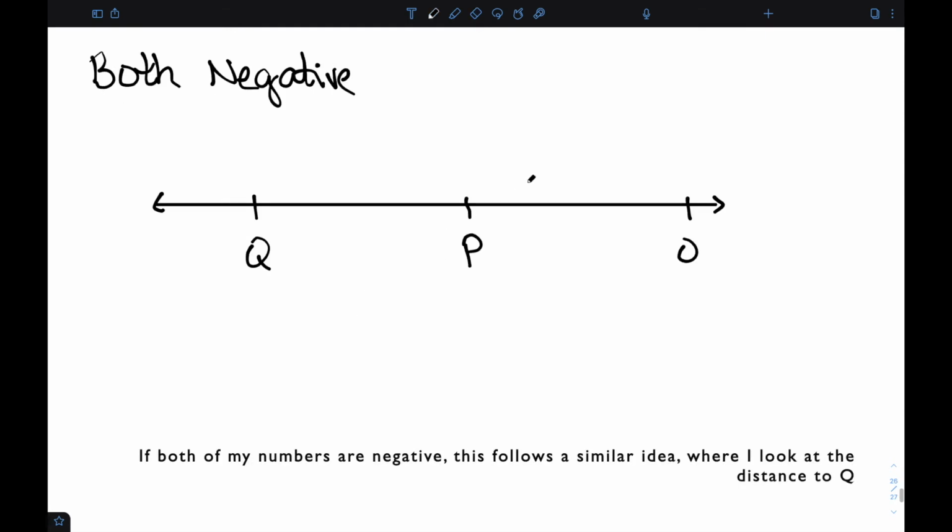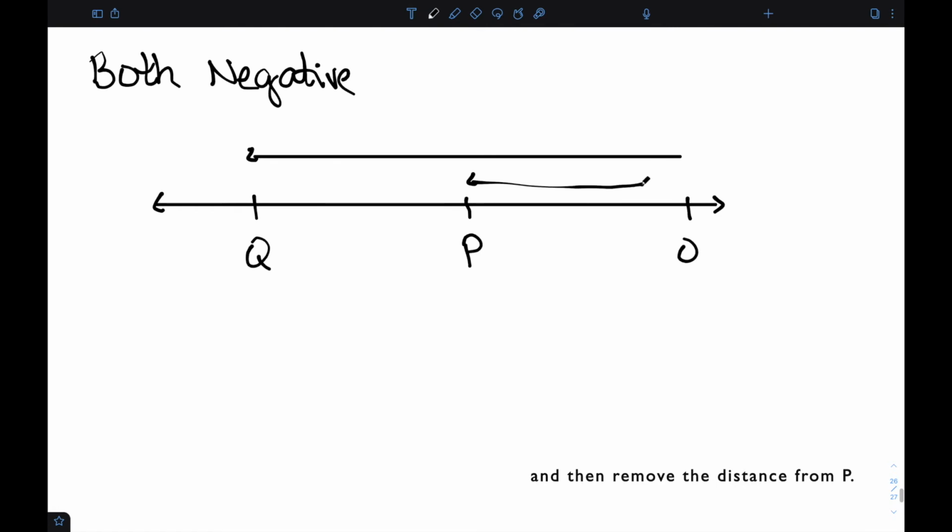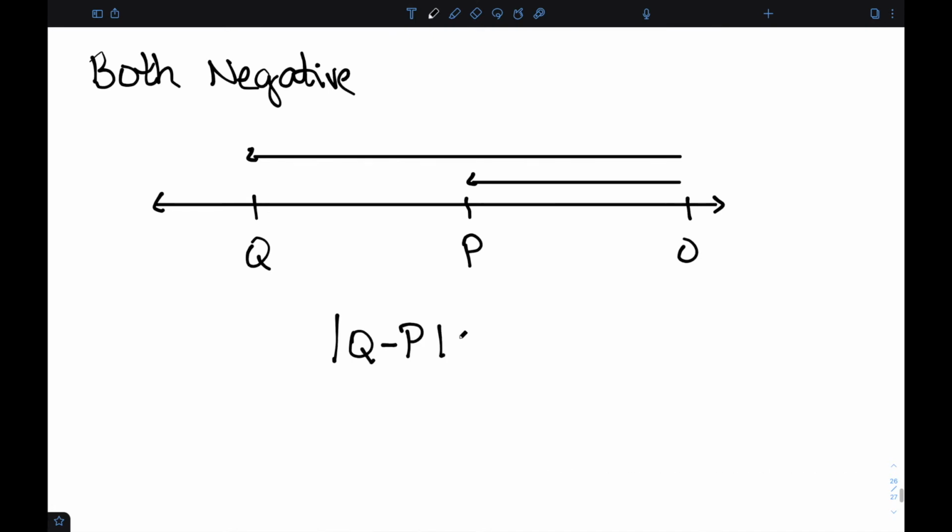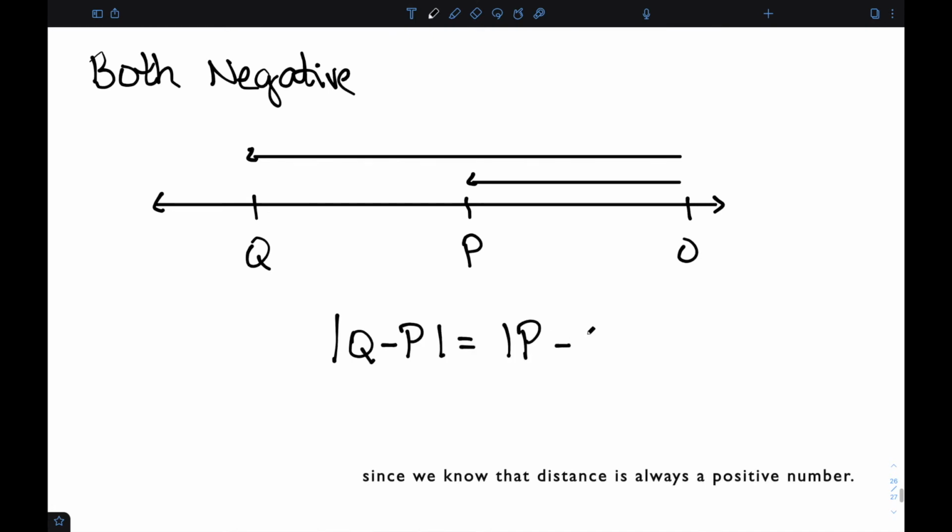If both of my numbers are negative, this follows a similar idea where we look at the distance to q and then remove the distance from p, and then we take the absolute value so that we know that distance is always a positive number.